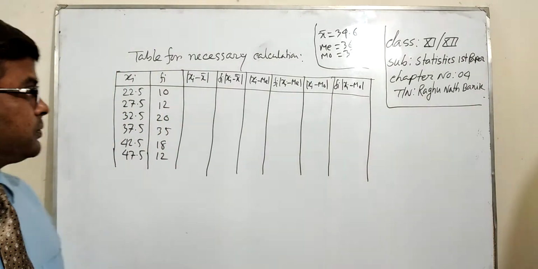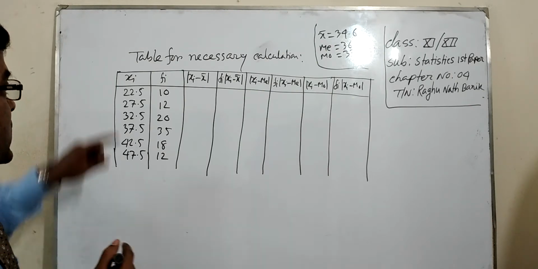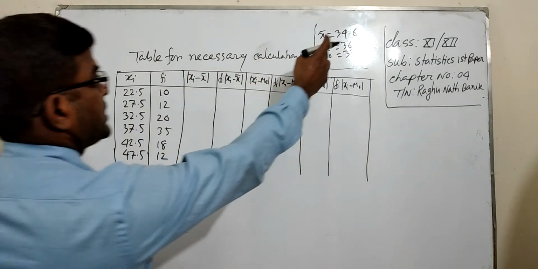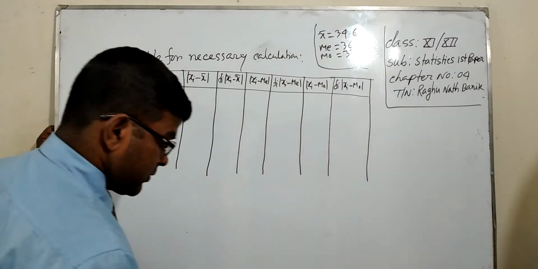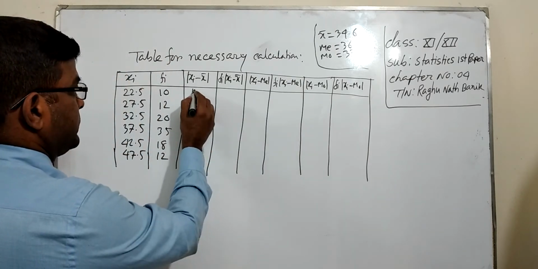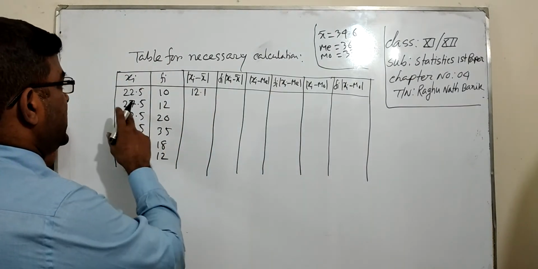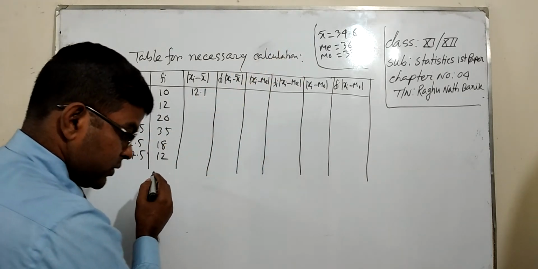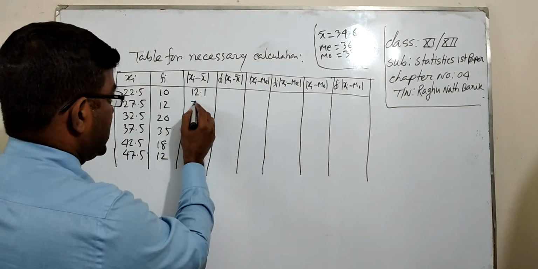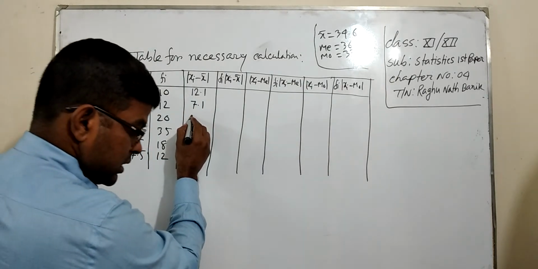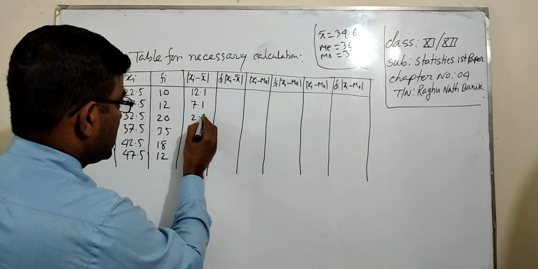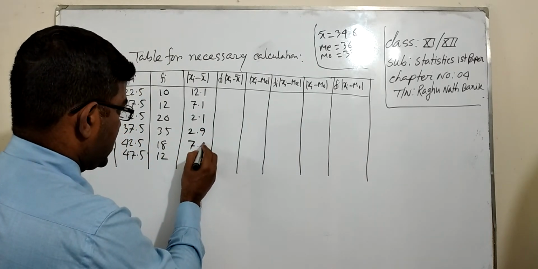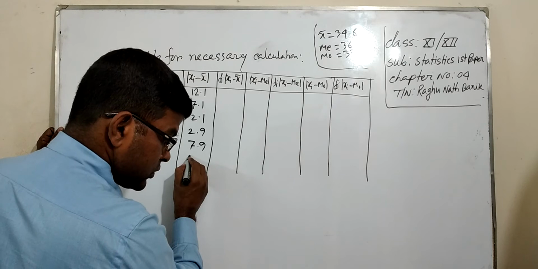Dear students, modulus of Xi minus x bar: 22.5 minus 34.6, the value is 12.1. Similarly 27.5 minus 34.6, the modulus value is 7.1. Next classes: 2.1, 2.9, 7.9, and 12.9.